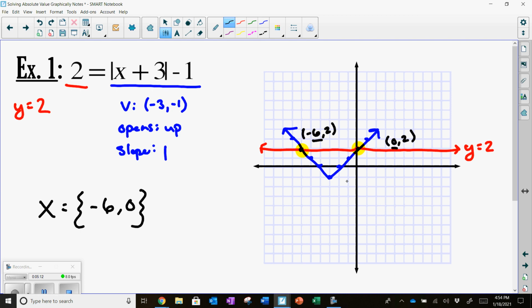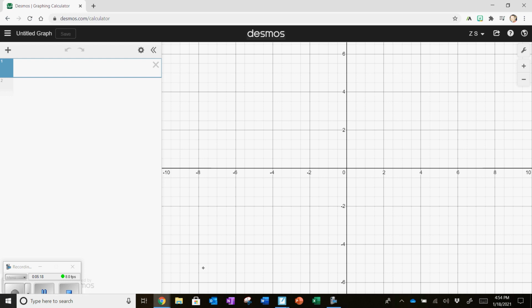How could we go and confirm that using Desmos? Well, let me go and open Desmos.